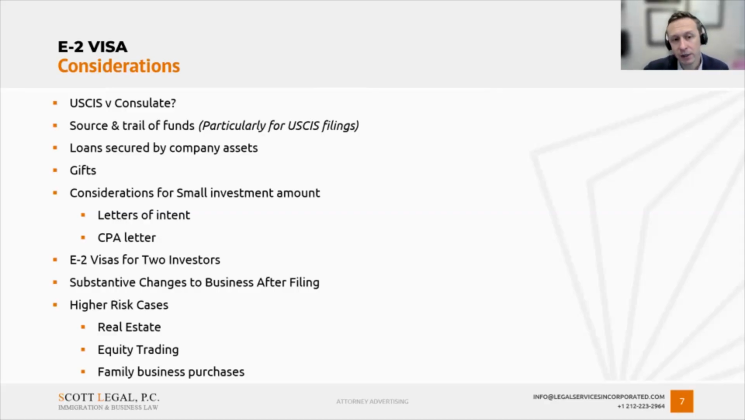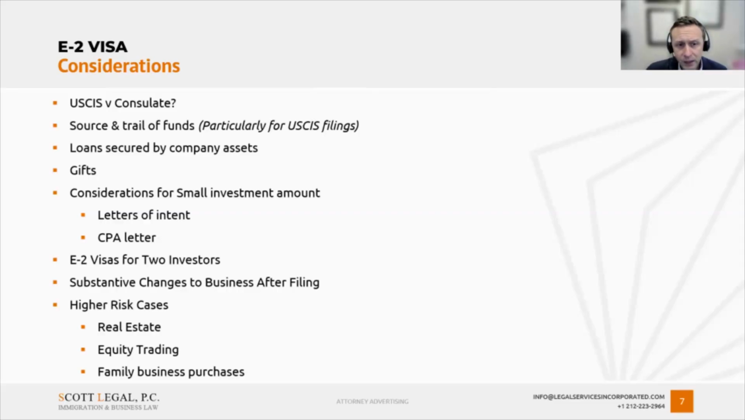Equity trading is similar because the idea is you're going to start a company, buy stocks, wait for those stocks to appreciate, sell the stocks, whatever it is. The government is going to assume, if you're doing equity trading, that you don't need employees. So show them that you do need employees if you're going to go this route, but ideally don't go that route, because those companies are higher risk.